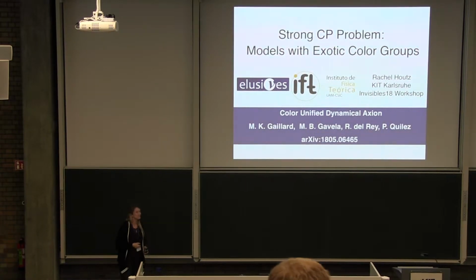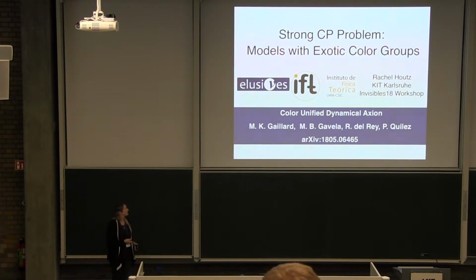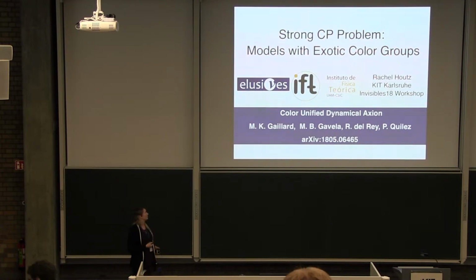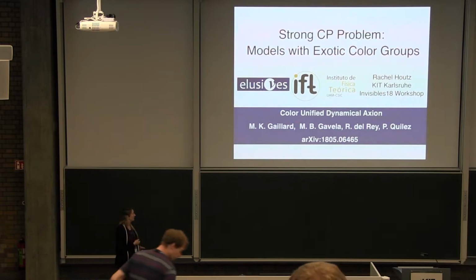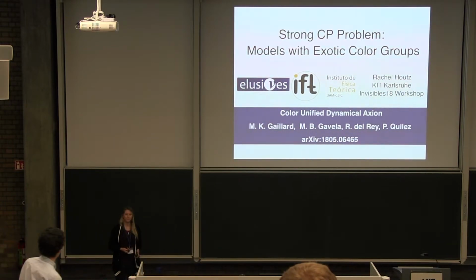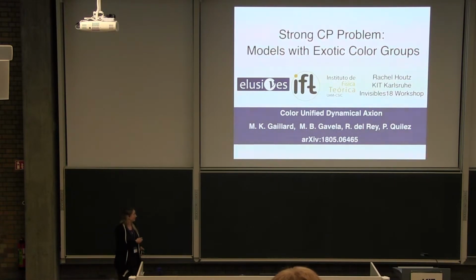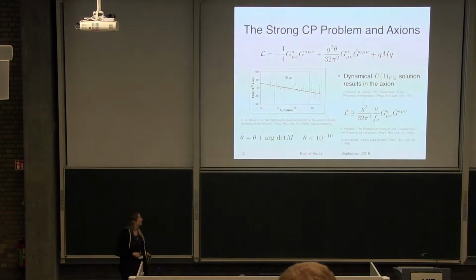At the Invisibles18 workshop, I'm going to tell you about solving the strong CP problem with model building using exotic color groups. The main example I'm going to use is a model called the Color Unified Dynamical Axion, which is work I did in collaboration with Mary Kay Gaillard, Belen Gavela, Rocio Del Rey, and Pablo Quilez. And you can find it on the arXiv if you're interested.